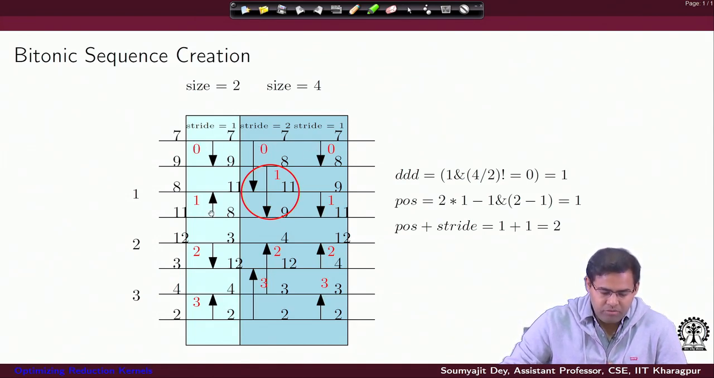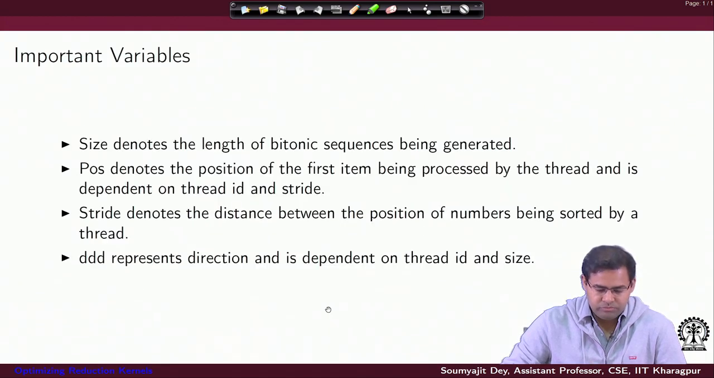For the thread with ID 1, this is the activity. For the thread with ID 2, we have again marked the activities. So, the three IDs are marked here in red, as you can see. Similarly, for the thread with ID 3, these are the activities, and so on and so forth.